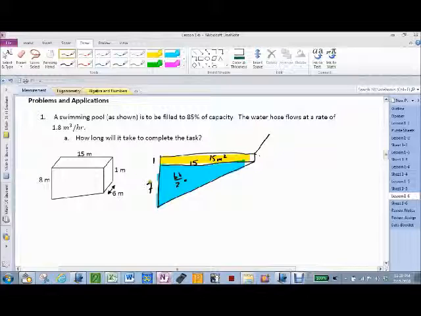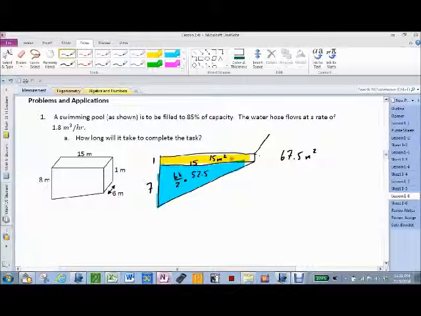15 times 7, is everyone okay with that to get this triangle? 15 times 7 is 105. Is everybody cool? Right? And then divided by 2 is 52.5. Is everybody okay with that? So the front of our pool is 67.5 meters squared, isn't it? Does everyone agree with that?